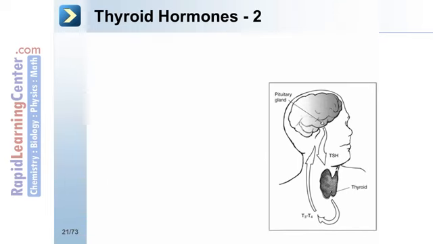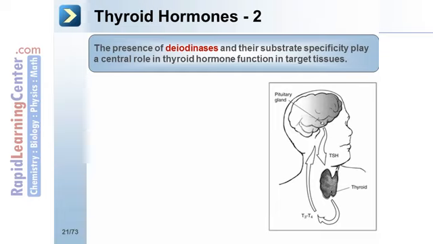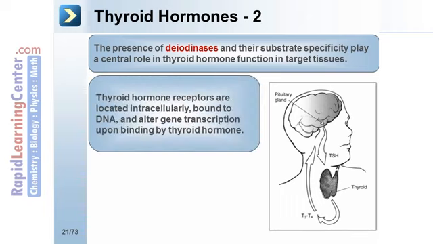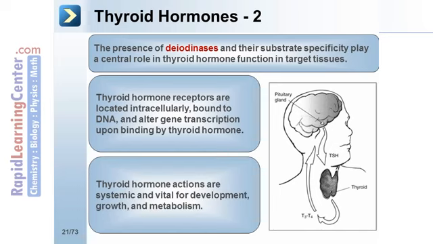The presence of deiodinases and their substrate specificity play a central role in thyroid hormone function in target tissues. Thyroid hormone receptors are located intracellularly, bound to DNA, and alter gene transcription upon binding by thyroid hormone. Thyroid hormone actions are systemic and vital for development, growth, and metabolism.